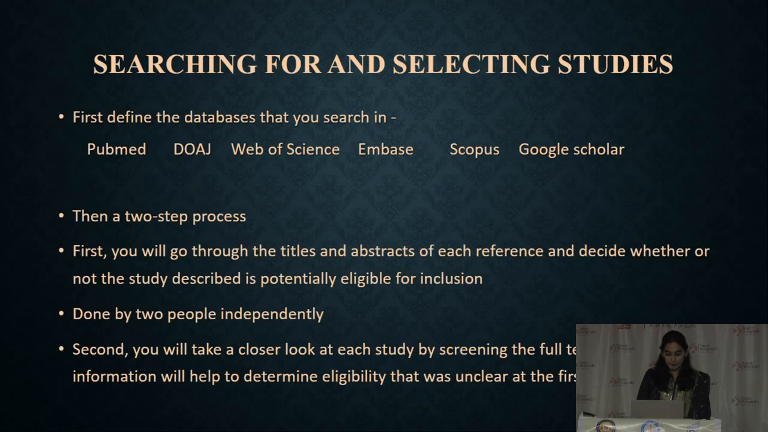Now, searching for and selecting studies, you usually go through different databases and try to find which studies are related to your topic. The different databases that you go through are PubMed, DOAJ, Web of Science, Embase, Scopus and Google Scholar. A few of them may not be available. It is usually a two-step process.